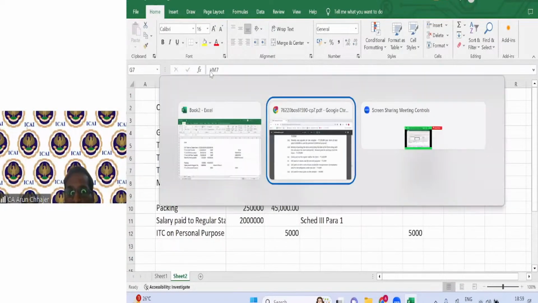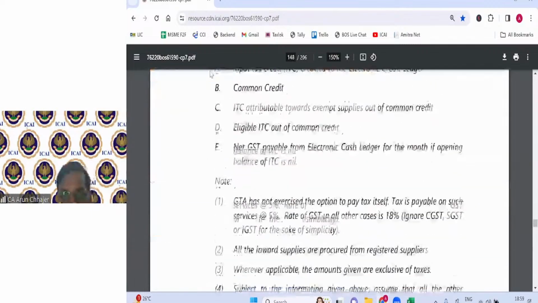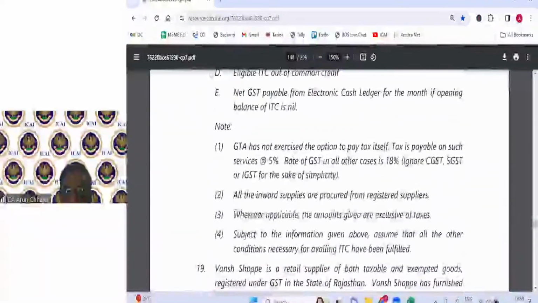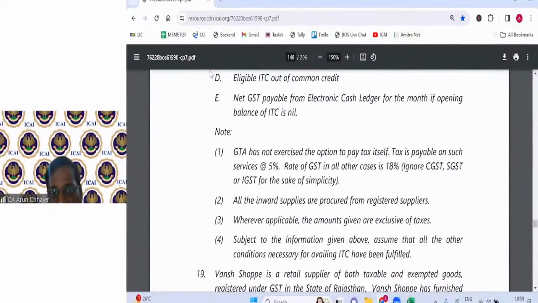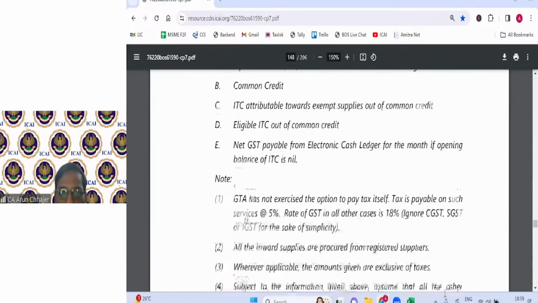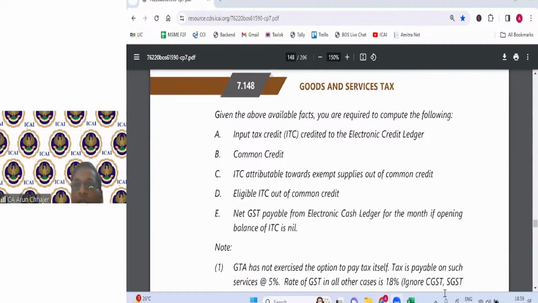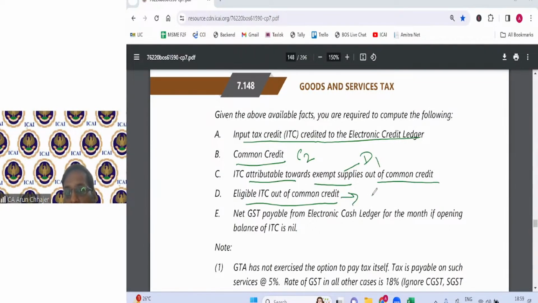See, we know that question is for rule 42. We need to calculate the reversal of input tax credit as per rule 42. What we need to calculate, एक बार पढ़ लेते हैं क्या क्या कैलकुलेट करना है. ITC credited to the electronic credit ledger, common credit कितना है? C2. ITC attributable toward exempt supply, I can say D1 out of the common credit. Eligible ITC out of the common credit, it means D1 minus मतलब C3 हम calculate करेंगे.